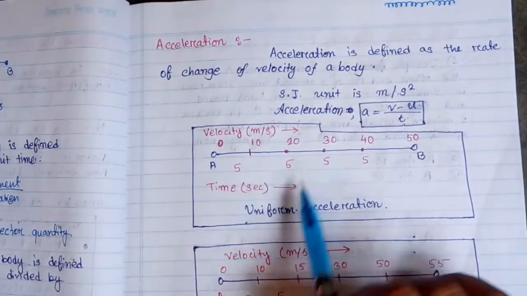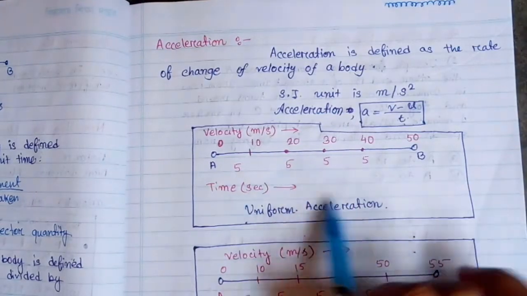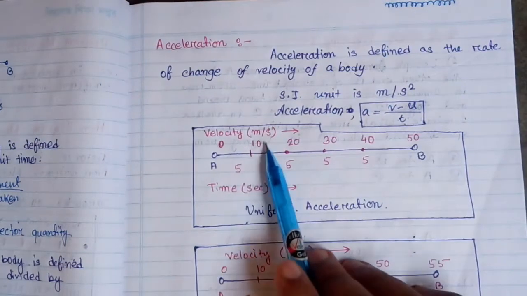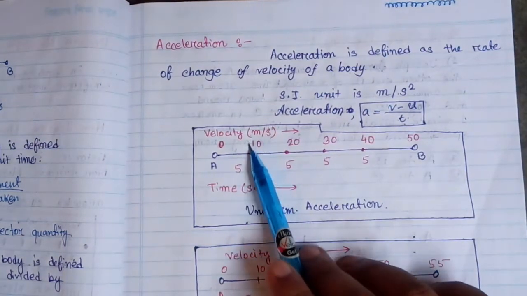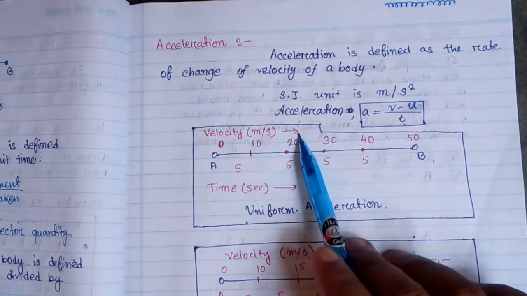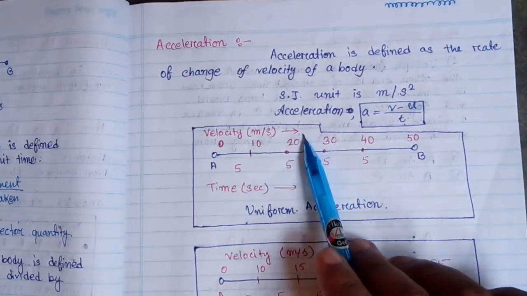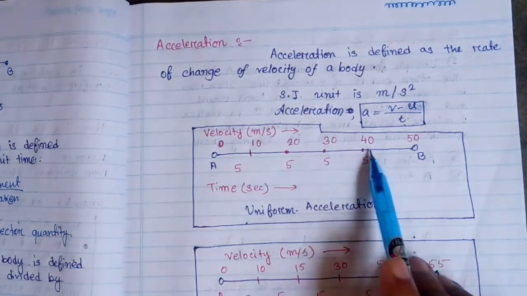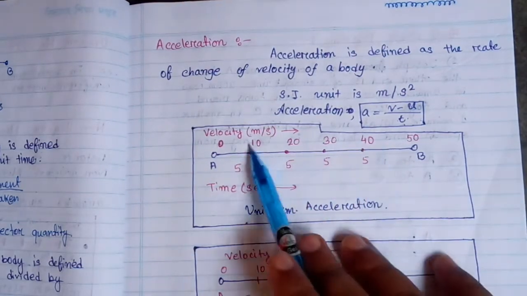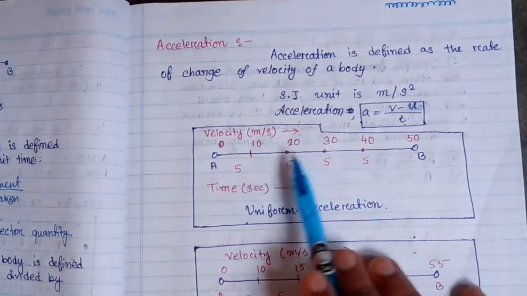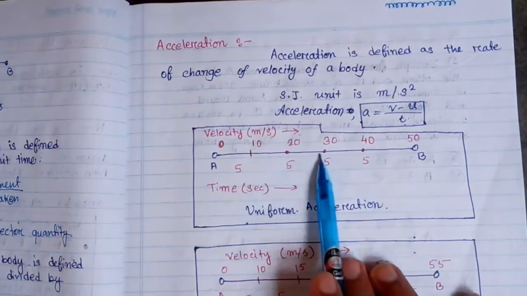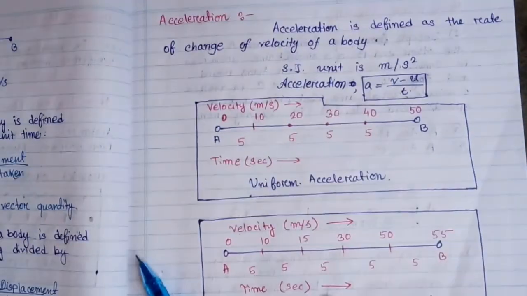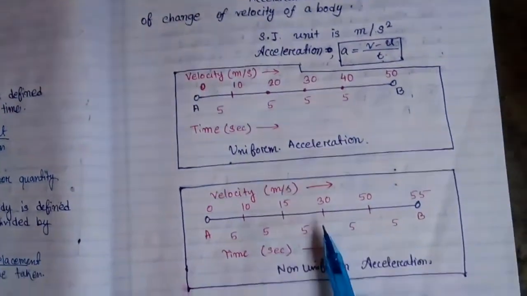Suppose I give you an example: if you travel from A to B and after 5 seconds your velocity is 10 meter per second, and the next 5 seconds your velocity increases by 10, that means 20 meter per second. Next 5 seconds your velocity is 30 meter per second. After that it is 40, that means the velocity increases with time. That is called acceleration.